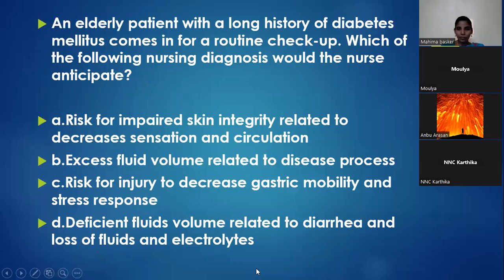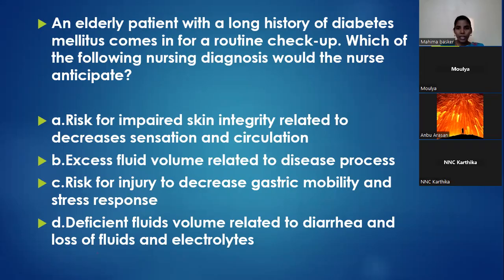Okay, next question. An elderly patient with a long history of diabetes mellitus comes for a routine checkup. Which of the following nursing diagnoses would the nurse anticipate? Read the nursing diagnoses and try to answer. Risk for impaired skin integrity related to decreased sensation and circulation. Excessive fluid volume related to disease process. Risk for injury related to decreased gastric motility and stress response. Deficit fluid volume related to diarrhea and loss of fluid. So which one will be appropriate?